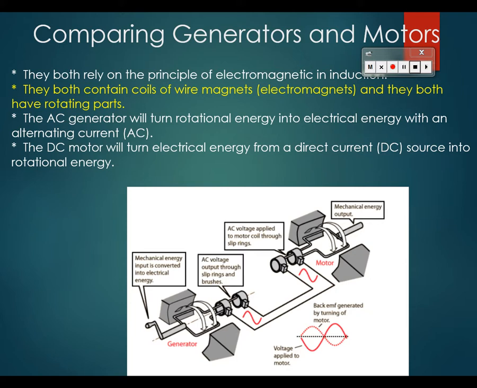If you've heard of AC or DC current, an AC generator will turn rotational energy, so something that's spinning, into electrical energy with an alternating current. That means that the current goes both directions. A DC motor turns electrical energy, so if there's no rotation, it just turns electrical energy into a direct current, which only goes one direction.